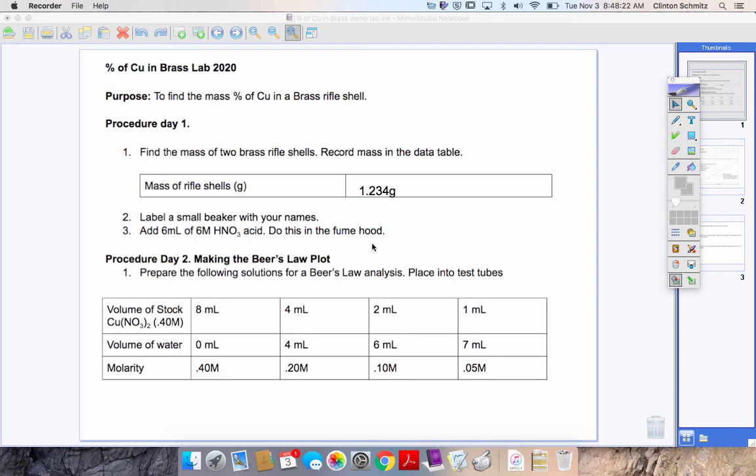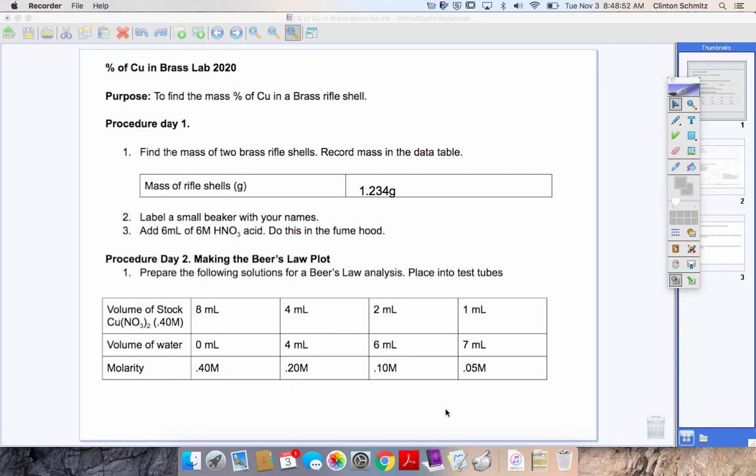Okay, so the first thing in this lab is you need to make sure you make your Beer's Law solutions. You're not going to make the first test tube, the 8 milliliters. The first one is just the stock solution that's sitting in the beaker at your lab station. So don't make that test tube. But in one test tube, put 4 milliliters of the stock and 4 milliliters of water. And the second one, 2 and 6, and the third one, 1 and 7. So you'll need to make 3 test tubes.